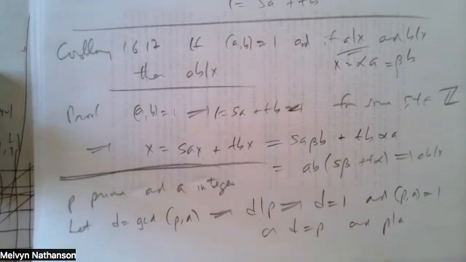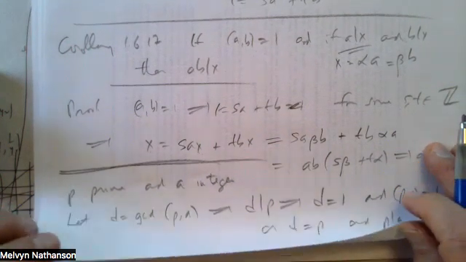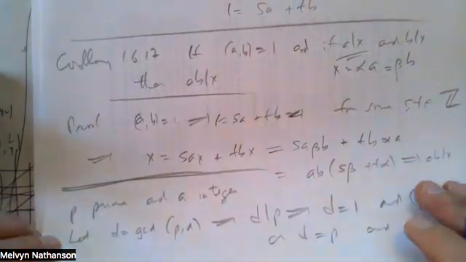So this is proposition 1.618. It simply says that if you take any two numbers, if you take a prime P and any number A, either P divides A or P and A are relatively prime.